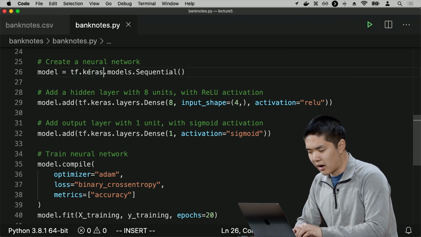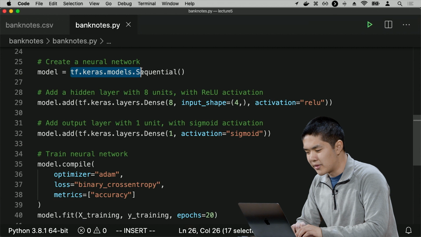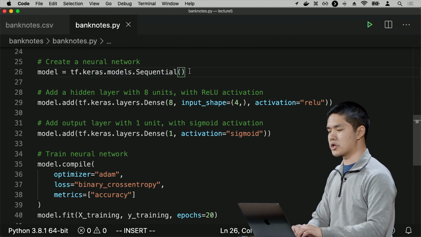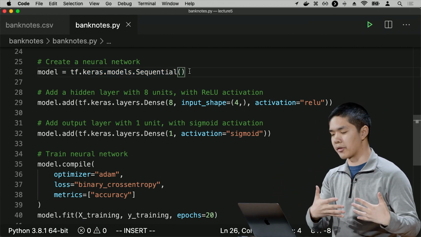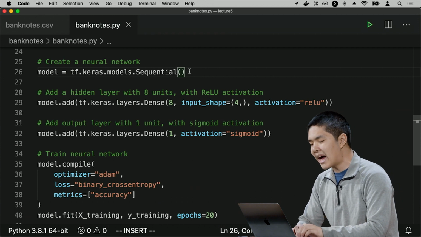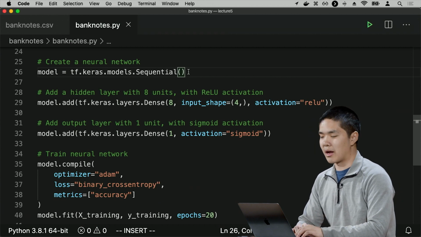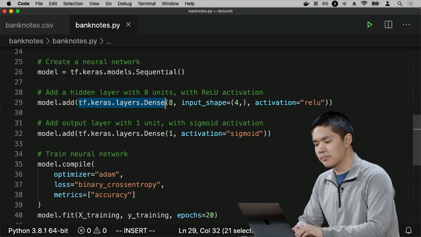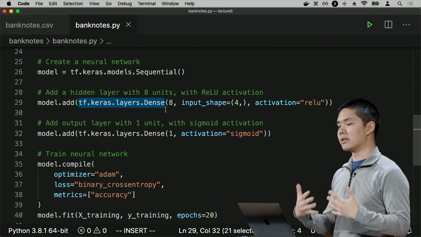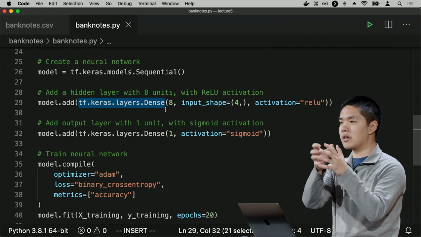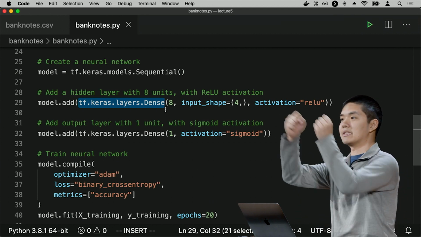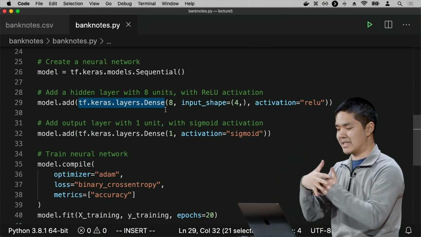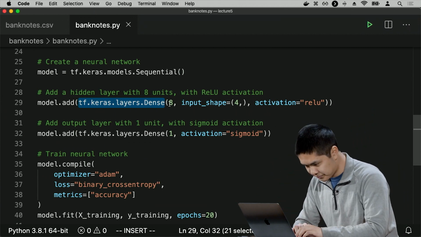But here I'm saying, all right, go ahead and give me a model that is a sequential model, a sequential neural network, meaning one layer after another. And now I'm going to add to that model what layers I want inside of my neural network. So here I'm saying model.add. Go ahead and add a dense layer. And when we say a dense layer, we mean a layer where each of the nodes inside of the layer is going to be connected to each of the nodes from the previous layer. So we have a densely connected layer.